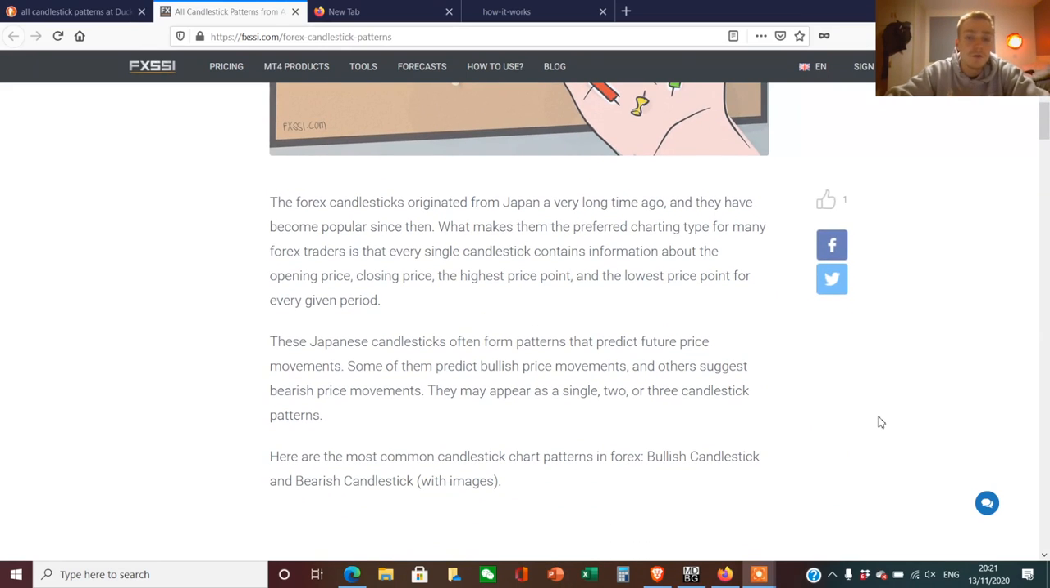So the Forex candlesticks originated from Japan a very long time ago, and they have become popular since then. What makes them the preferred charting type for many Forex traders is that every single candlestick contains information about the opening price, closing price, highest price point, and lowest price point for the given period.